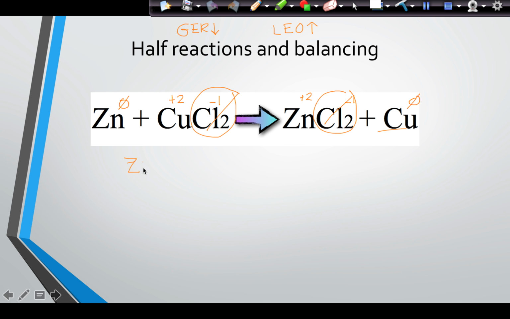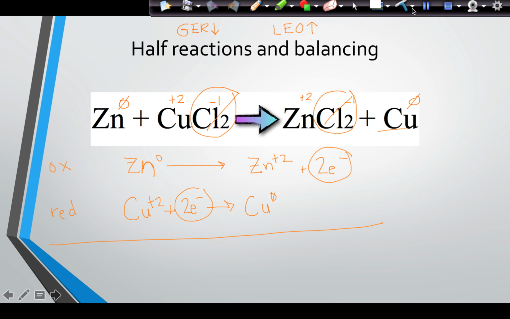So if zinc 0 turns into zinc +2, this is going to be an oxidation because the charge is going up, and it's a loss of 2 moles of electrons. If Cu +2 is turning into Cu 0, this is a reduction, and it must be a gain of 2 moles of electrons. So these have the same numbers of electrons in each, therefore their half reactions are already balanced.